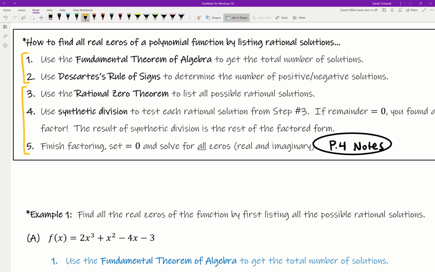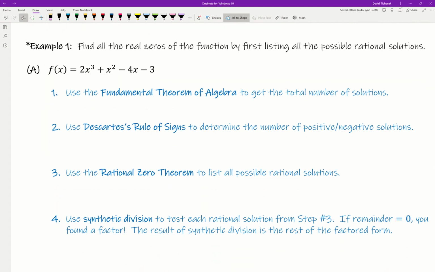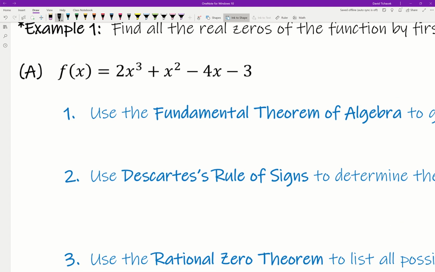So I just want to go ahead and explain that process by doing an example. You can see that I've got all the steps here listed out. So here is your first example. So we have f of x is equal to 2x to the third plus x squared minus 4x minus 3.